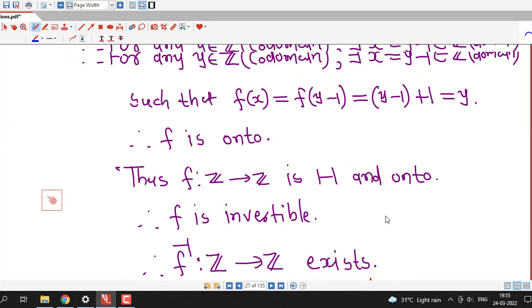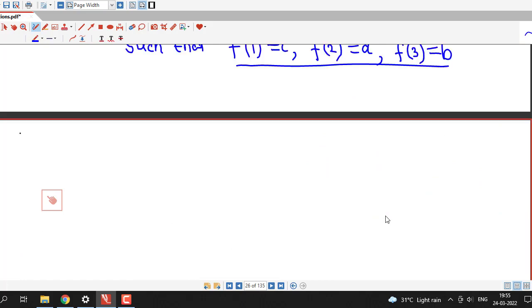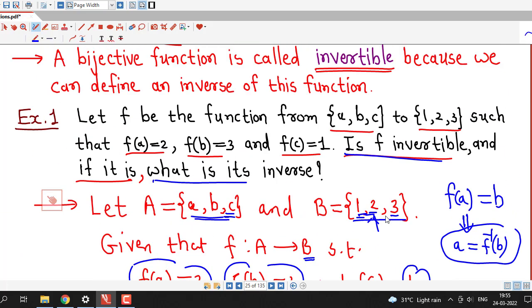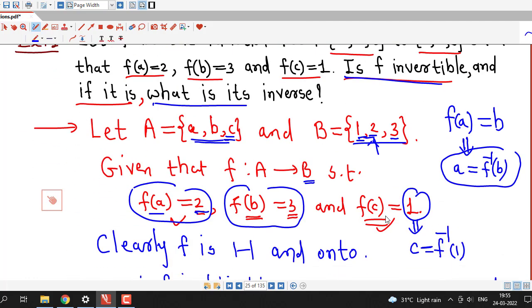So this is all about this session. In this session we have discussed inverse functions, and we have discussed problems on how to find the inverse of a function. So in upcoming lectures we will discuss some more things about inverse functions.